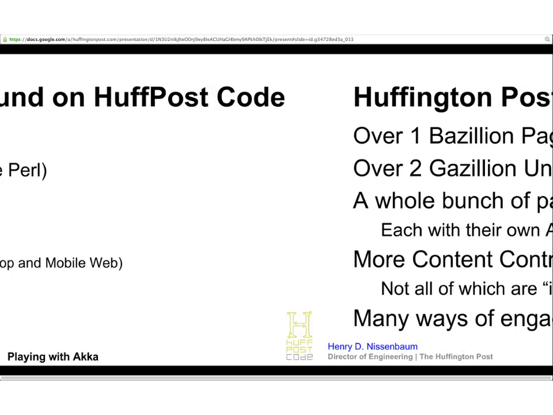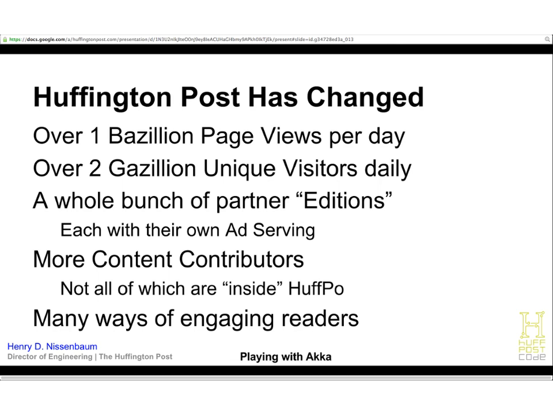Now, what happened over these past 9 years, as the Huffington Post has been successful, is that things have changed from the initial needs. And I pulled up some of the latest statistics. You'll see them on the screen there. These numbers are accurate, if a little bit imprecise. We have now about 1 bazillion page views per day and just over 2 gazillion unique visitors. We also have a large number of partner editions. These are partner companies in different parts of the world. So we now have, I think, somewhere about 10 international editions, and that number is growing, each of them with different integrations with ad servers and other concerns.